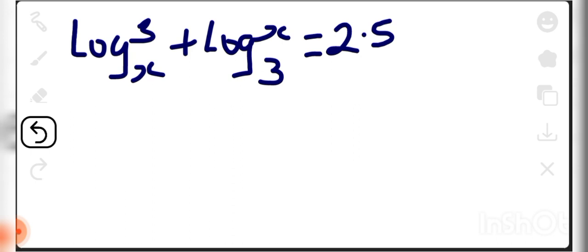Want to solve this, look at what you're going to do. Firstly, this base is x and this base is 3. So we have to make the two of them 3 or both of them x, depending on what you like. So I want to make both of them 3 since I already have 3 here.